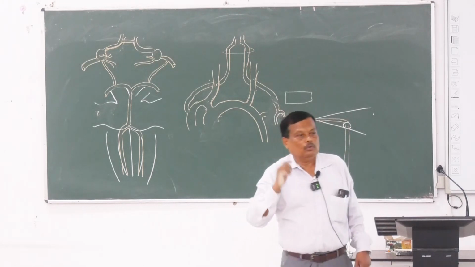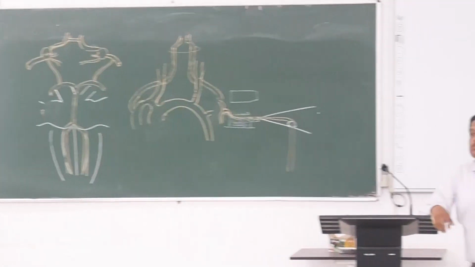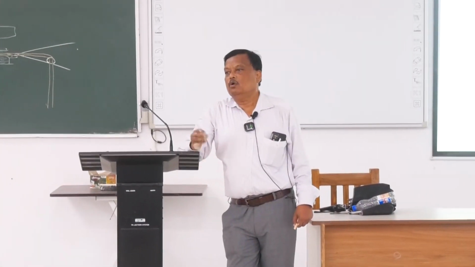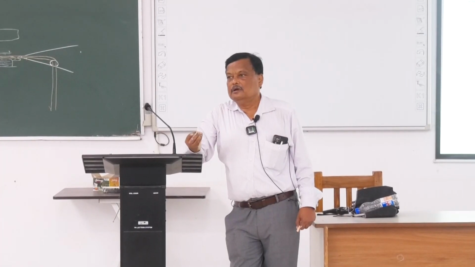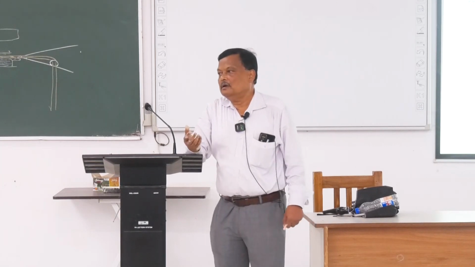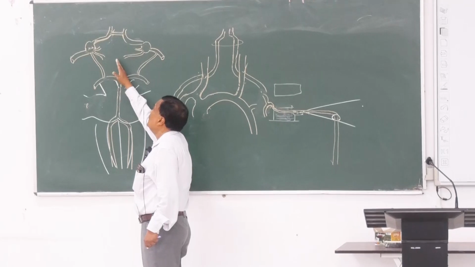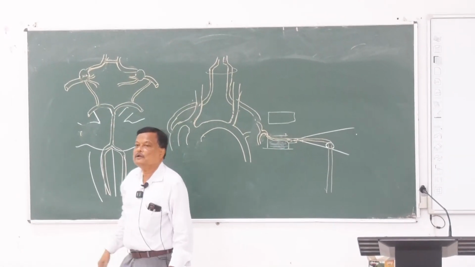But still, you know, the brain is a very highly vascular structure and requires oxygen. Brain weight is only 2% of our body weight, but it receives 20% of the cardiac output, and oxygen demand is very high. But you will know what is the function of this arterial circle of Willis.